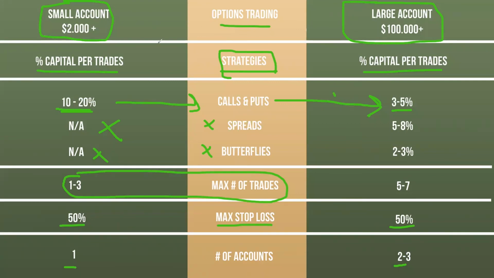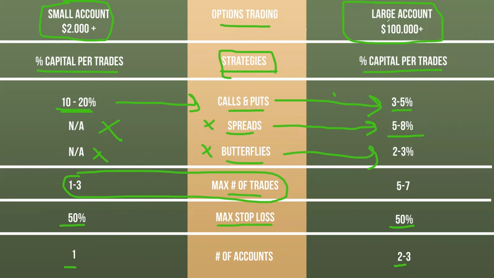Okay, so small account, 10 to 20% calls and puts. Large account, 100 grand or more, 3 to 5% of the account on calls or puts for those day trades or swing trades. Spreads on a larger account, 5 to 8%. So anywhere between $5,000 to $8,000 into an in the money vertical spread. Butterflies are a little bit higher risk. So you're only trading 2 to 3%, because if they pay off, those butterflies are usually something that gives you those larger returns when you find a stock that's going to pin at a certain strike price. So 2 to 3%.